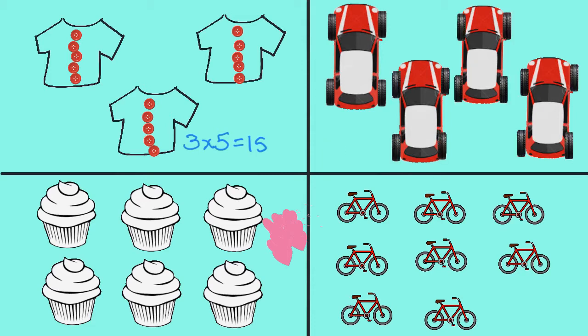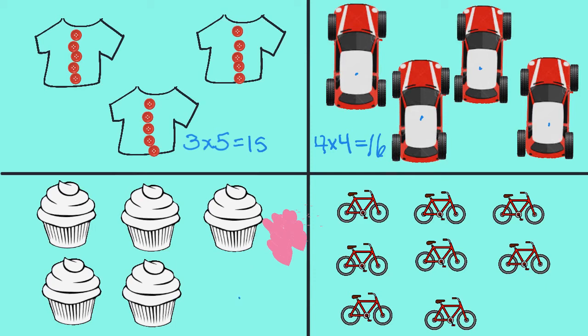Okay, now that I have my 4 tires on my 4 cars, we can see that we have 4 groups of 4. So let's write the number sentence for this. We write the groups first, so we've got 4, times representing groups of 4, representing the tires, equals, we don't know this fact yet. However, we can count by 4, so let's do that together. 4, 8, 12, 16. So the answer is 16.